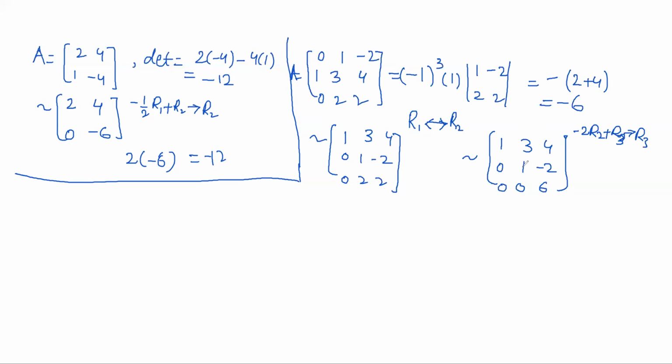So now you can see that this matrix is in the echelon form. Its determinant will be 1 into 1 into 6, and then we have to put a minus sign over here because we interchanged the rows one time. So it will be minus 6, which is the same answer as before. Okay, clear?